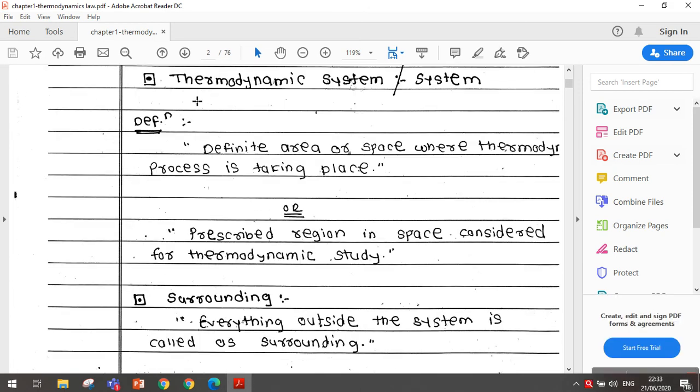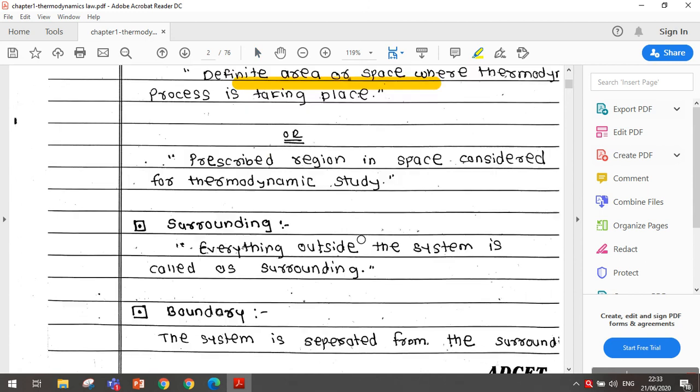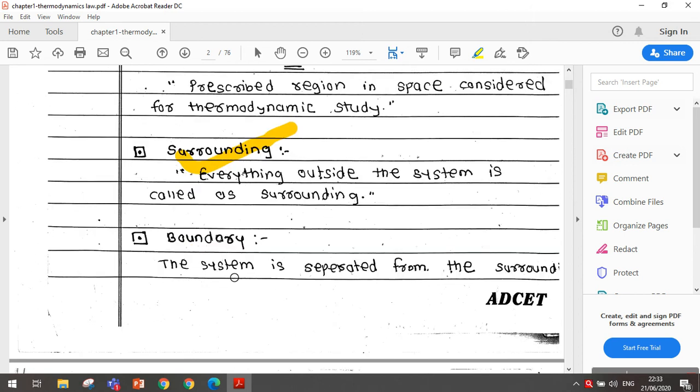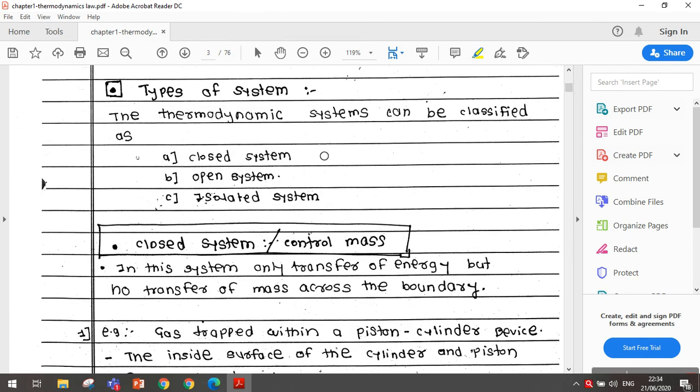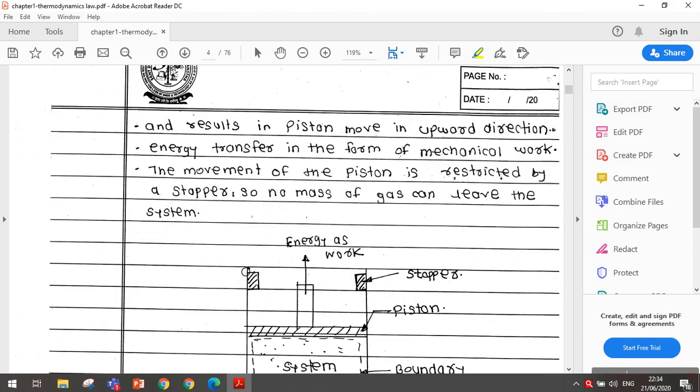What is a system? It is the defined area of space where thermal activity takes place. The surrounding is everything outside the system. Just recall all the concepts again: the system and surrounding are separated by the system boundary, and a system is considered as a closed system, open system or isolated system.